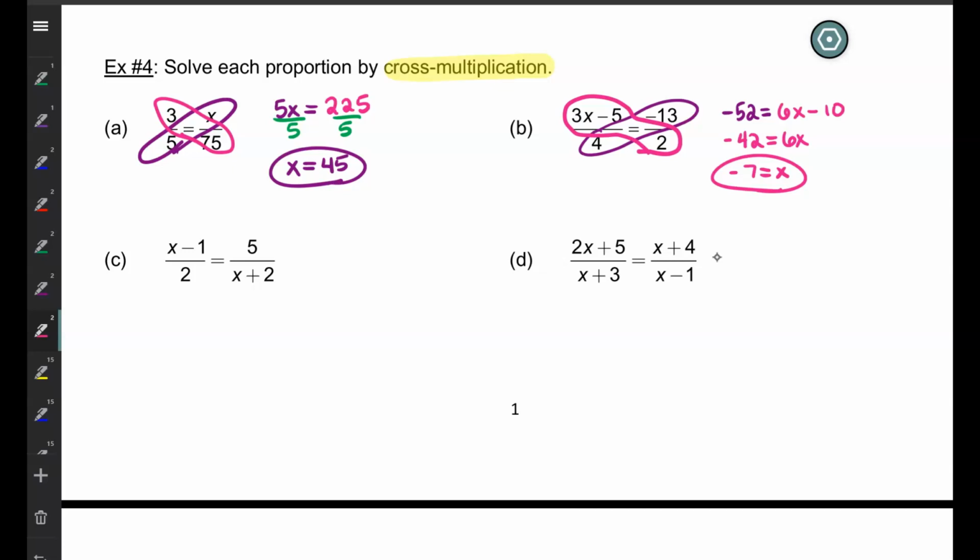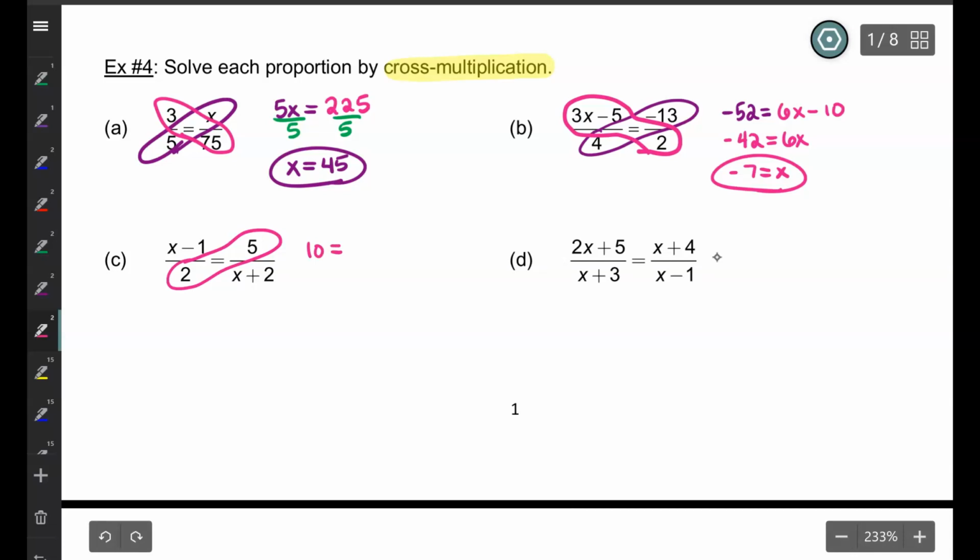Okay, so I'm going to cross multiply, and it doesn't really matter which ones you do first. So if I do 2 times 5, I could put 10 on the left or the right side of the equals. It really makes no difference. Now, with this next one, I have to multiply x minus 1 times x minus 2. So I have to use FOIL here. Remember when we have two binomials?